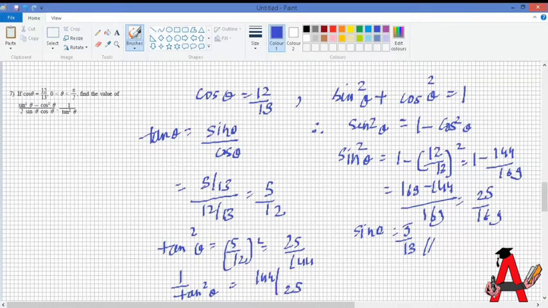So that's how you have to find sine using identities. Cos is given, you find sine. Using that, you find tan, and then you put it. This is how this question needs to be done. I hope this is clear.